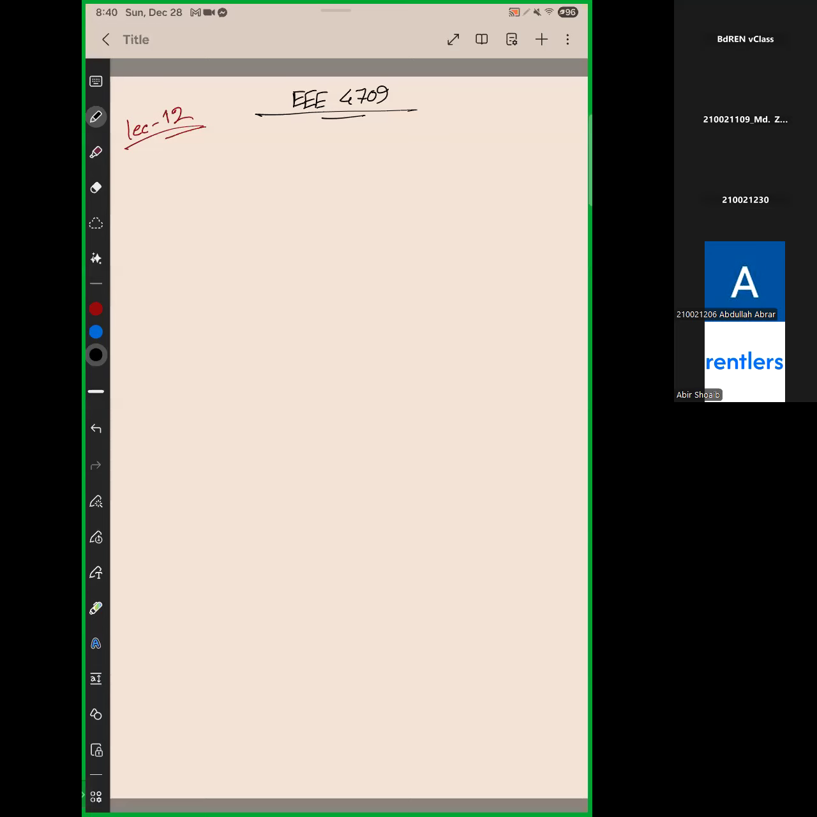Okay, so let's start. Lecture 12. In the previous lecture we started with regression analysis, and here we started discussion on linear regression. We have seen that in a linear regression model, we have a hypothesis function. Our hypothesis was trying to draw a line. We call it the regression line. That was our primary hypothesis.